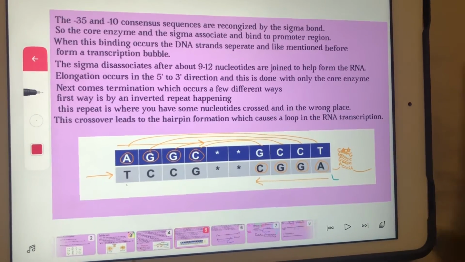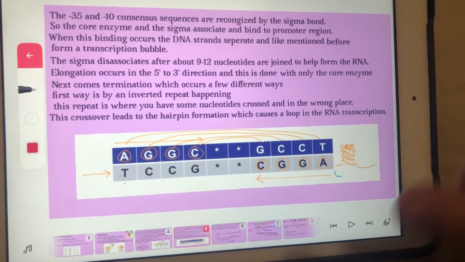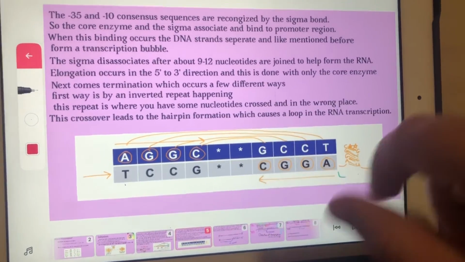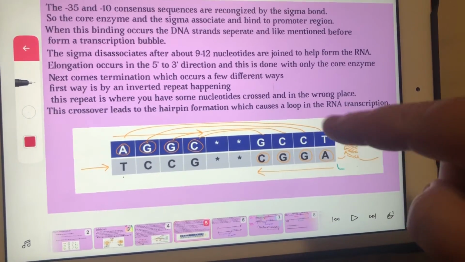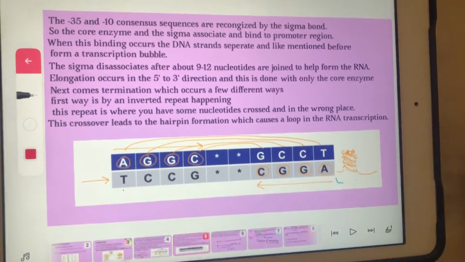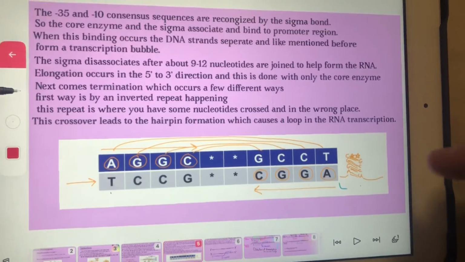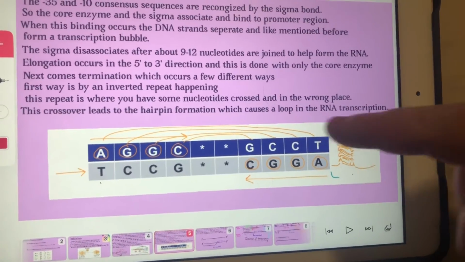Next comes termination, which occurs a few different ways. The first way is by an inverted repeat happening. The repeat is where you have some nucleotides crossed in the wrong place. So the 4 circled here should be up top and not on the bottom like they are. This crossover leads to the hairpin formation, which causes a loop in the RNA transcript, seen here.